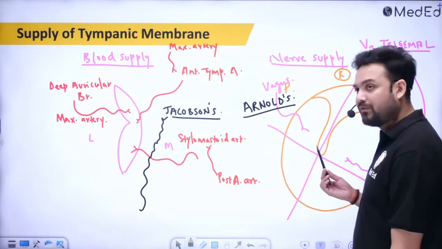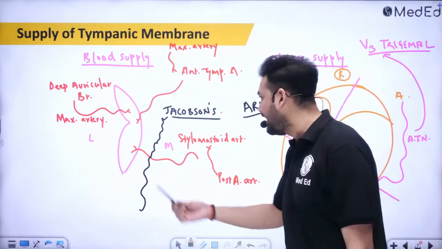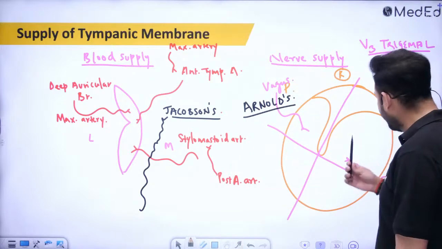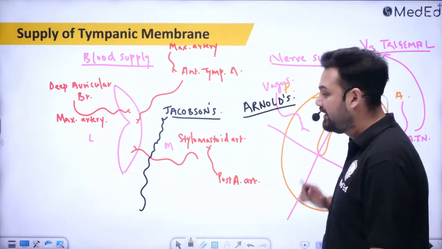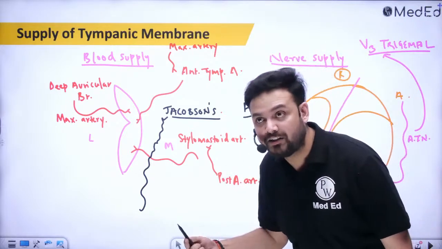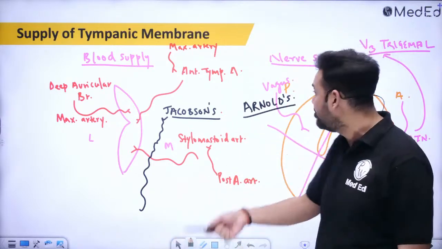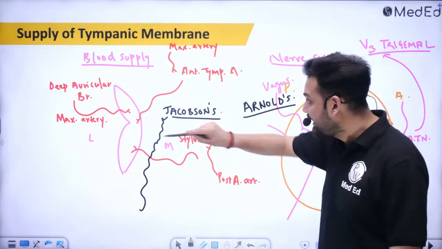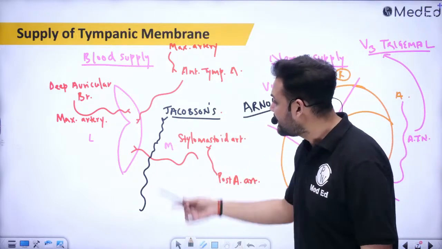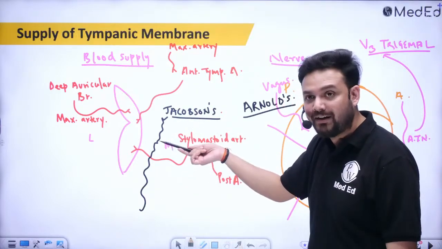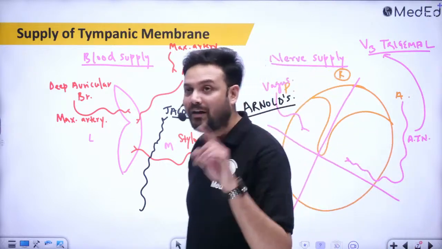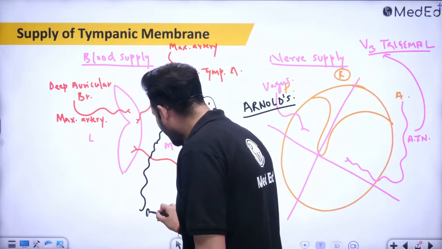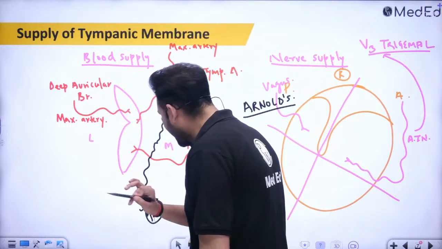So you have got the lateral supply and the medial supply. Lateral supply is coming from the anterior segment, that is from the auriculotemporal nerve. The posterior segment is supplied by the vagus nerve through Arnold's branch. Arnold's nerve is a branch of the vagus nerve supplying the posterior quadrant. Then I come to the medial side. The medial side of my tympanic membrane is supplied by Jacobson's nerve, and Jacobson's nerve is a branch of the glossopharyngeal nerve or my 9th nerve.